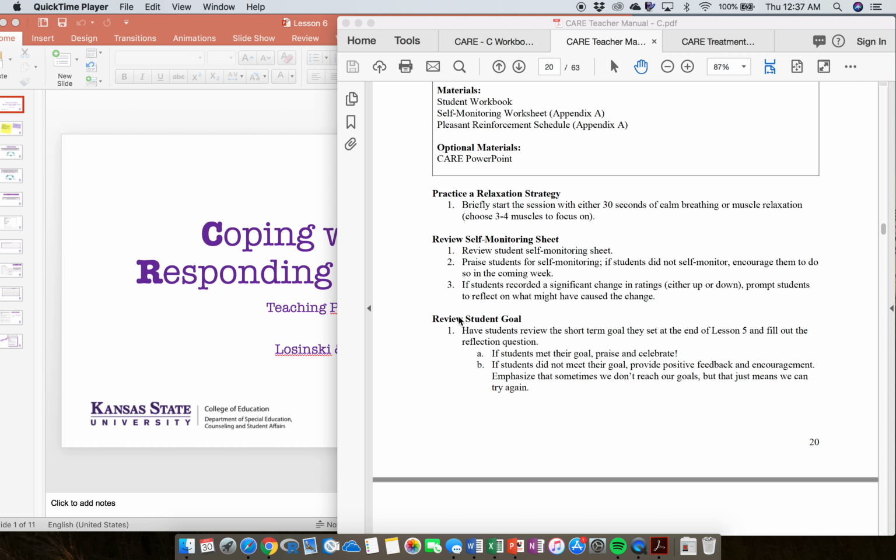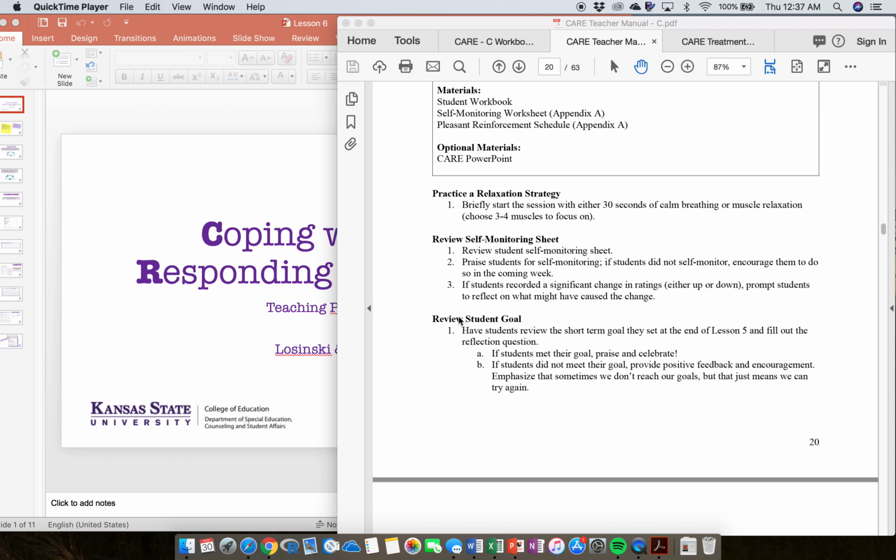And again, you can emphasize that people might feel differently about the same situation, and that's okay. So for example, someone might get really angry when someone calls them a mean name, and somebody else might just get really sad. And then once you are done going through Lesson 5 homework, you are ready to get started with Lesson 6. And Lesson 6 is called Planning Positive Activities.